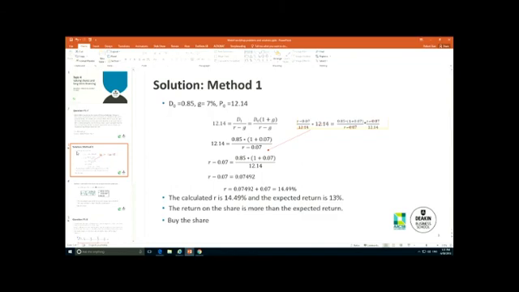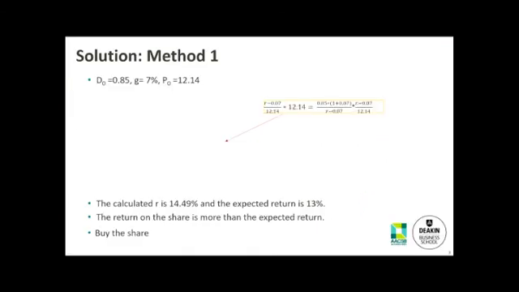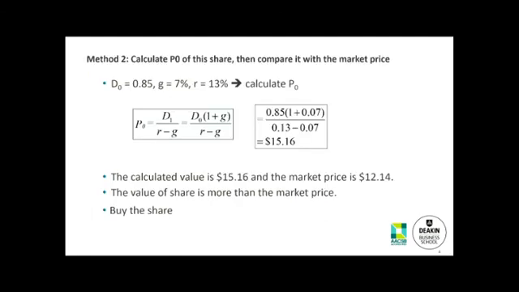Up to this stage, any questions? Through calculation, R is 14%, and the return on the share is more than the expected 13%, then you buy the share. Any questions? Okay. Next question.